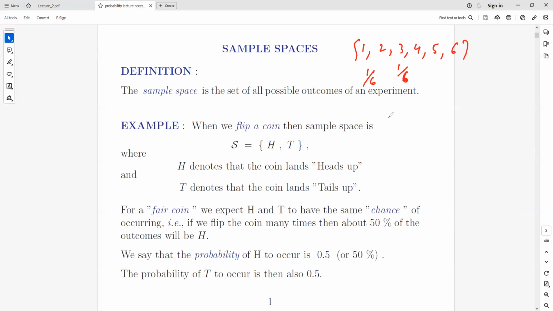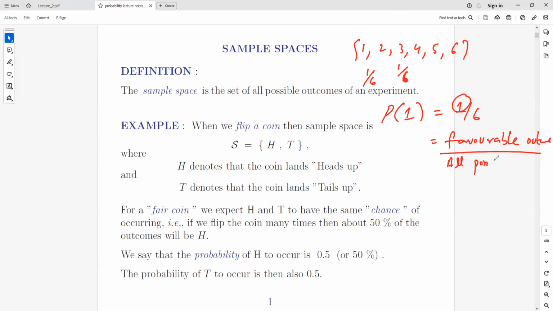So the formula for this event or this experiment: if I am interested in the probability of getting one, let's say, it is 1/6. So one is my favorable outcome, and six is all possible outcomes, right? So this way we can define the probability, and this is also called the classical approach to probability, right?